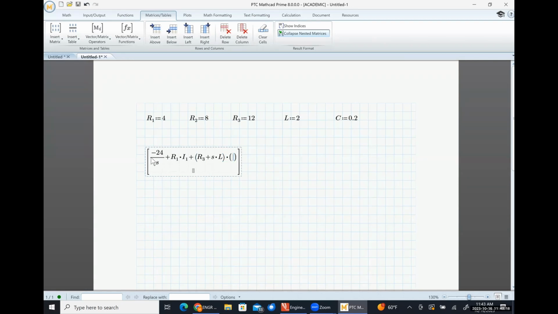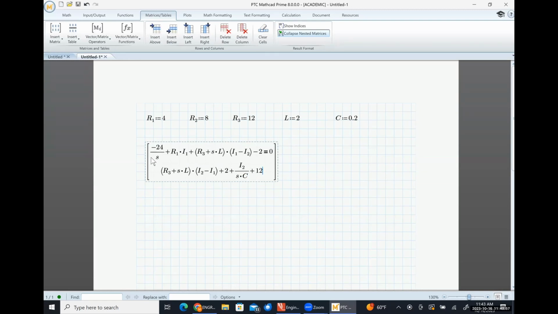Multiplied by I1 minus I2, minus 2 is equal to 0. For my second equation, I have R3 plus S times L times I2 minus I1, plus 2, plus I2 divided by S times C, plus 12 over S is equal to 0.